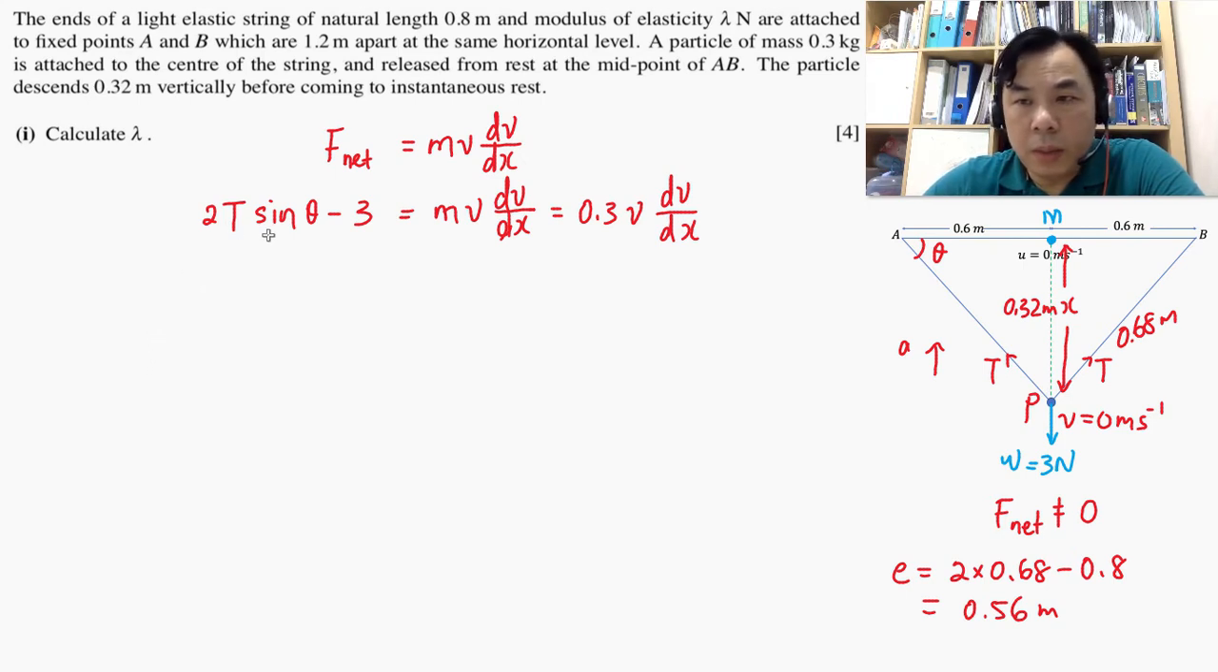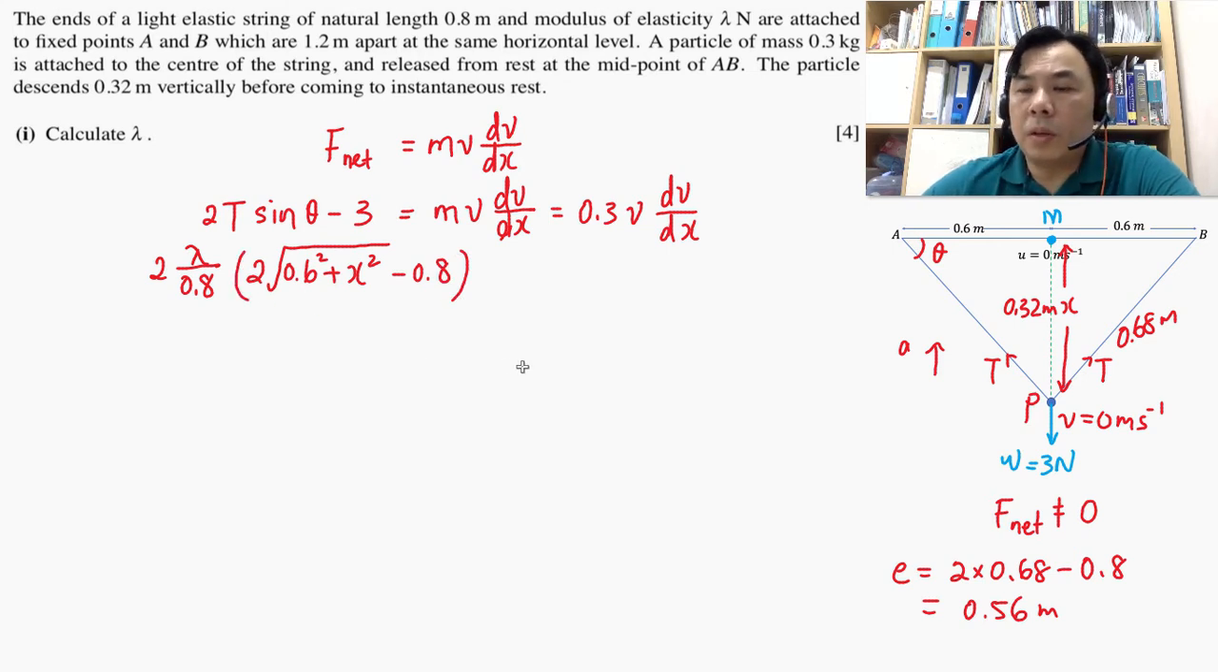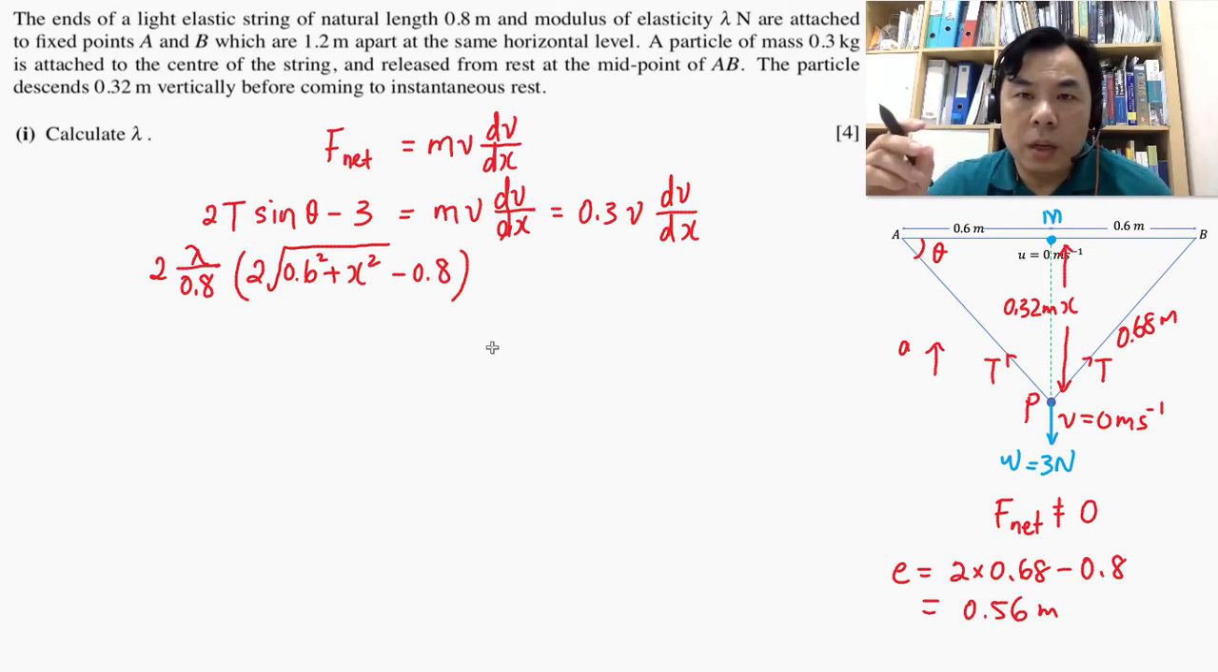We're going to use the Pythagoras theorem also. So that will be 2 lambda over 0.8, multiplied by its extension. Its extension will be given by, we'll write it down here. That will be the extension at any displacement, not necessarily when x is equal to 0.32.